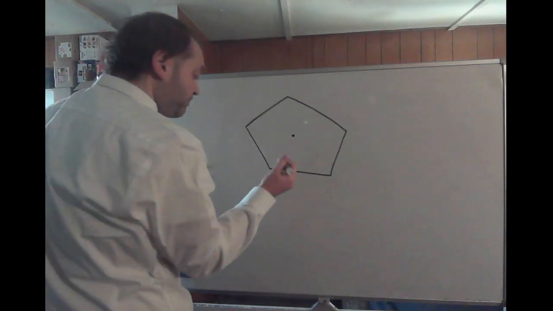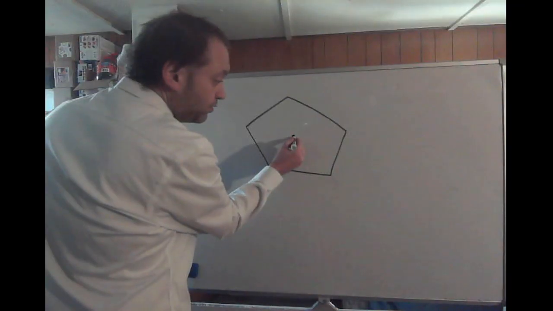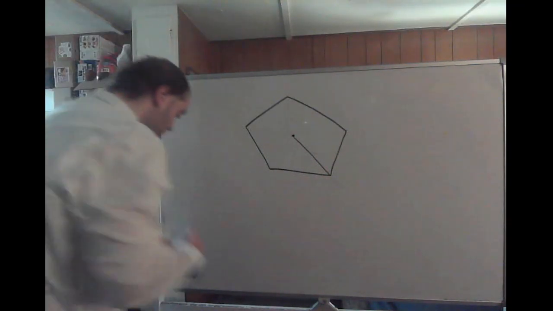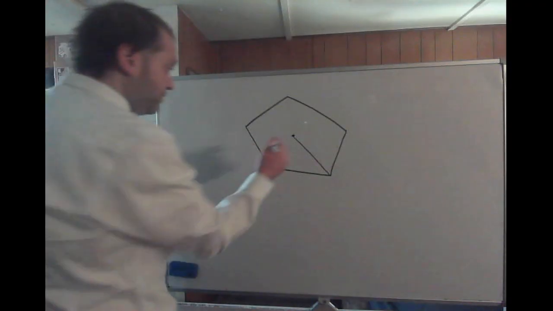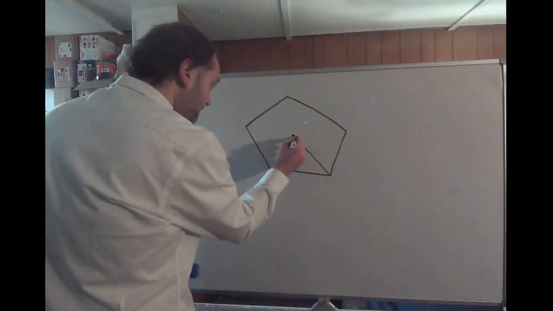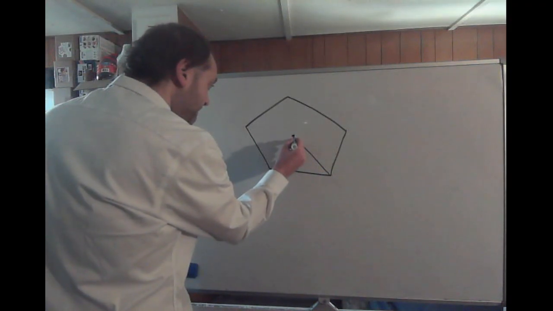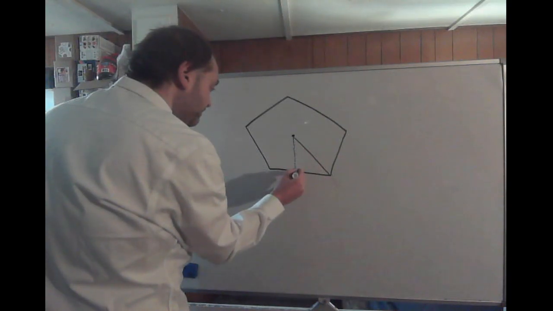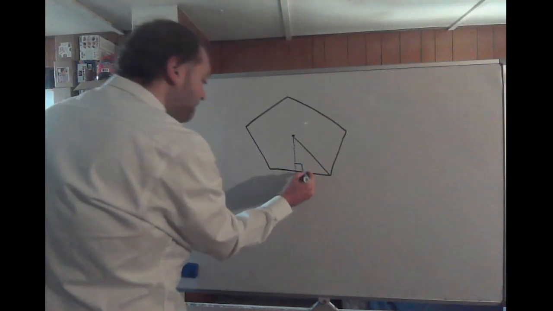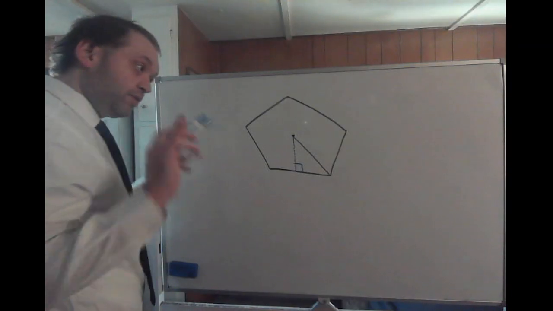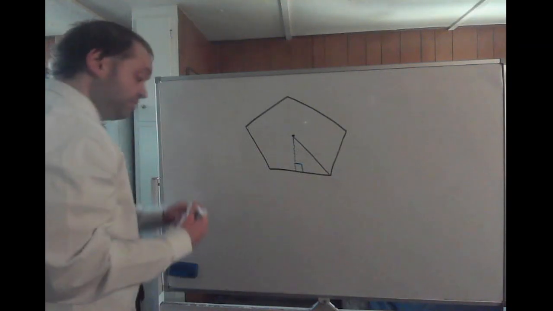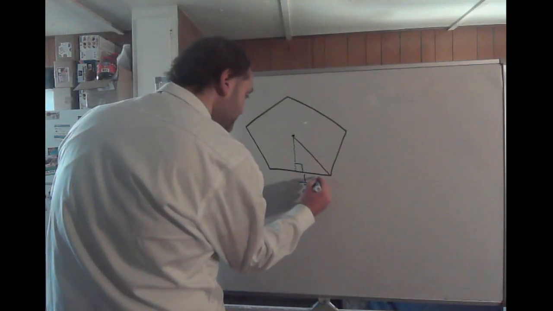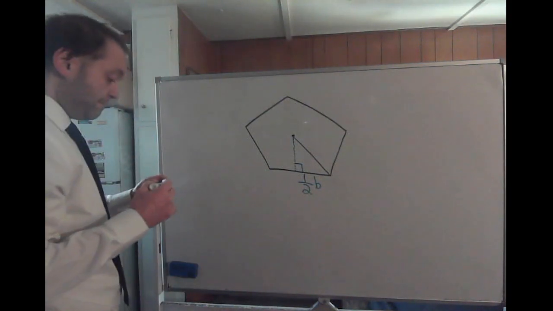So we'll draw a radius. I'll even draw the apothem for good measure. So let's draw the apothem of it. There we go. We've set up our right triangle, but it's going to be a bit different this time. We still have half the length of the base for this right triangle.